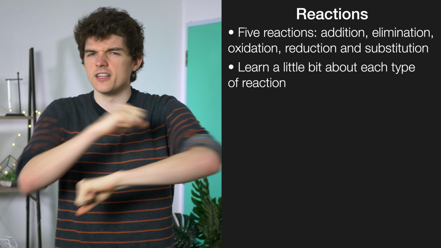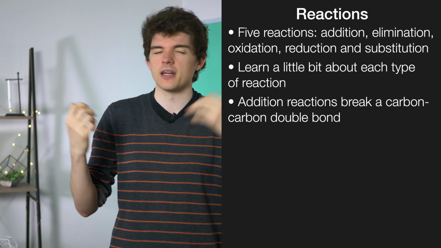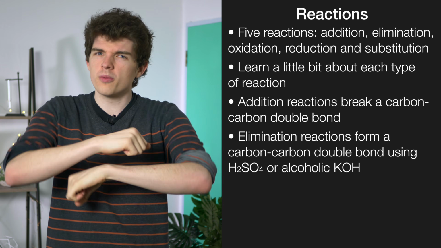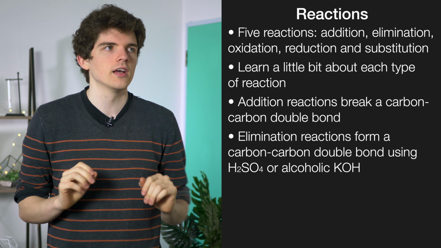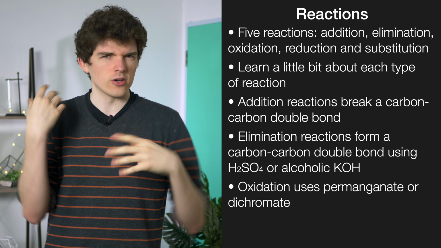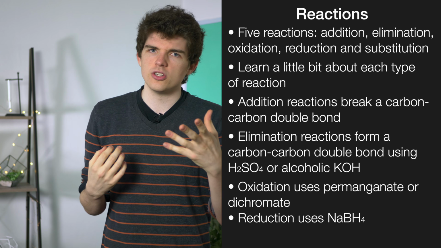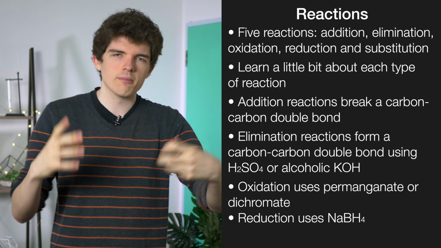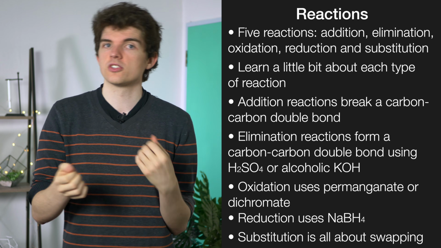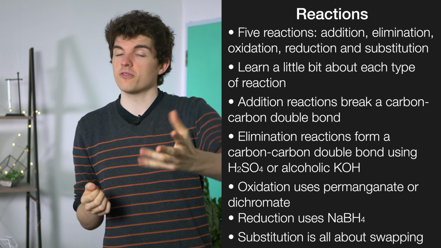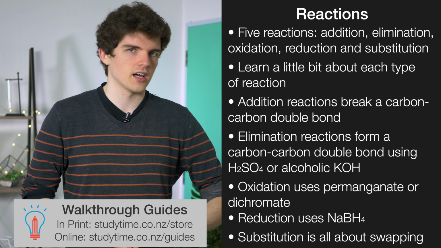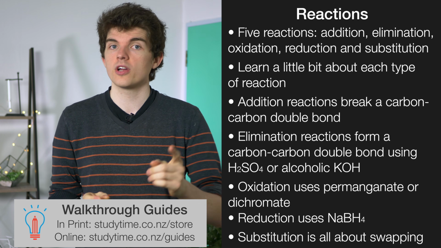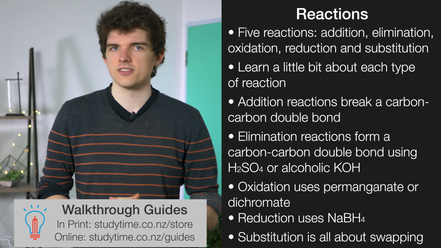So for example, addition reactions, you break a carbon-carbon double bond. Elimination, you form a carbon-carbon double bond using sulfuric acid or KOH alcoholic. Oxidation uses permanganate or dichromate. Reduction uses NaBH4 and reduces the number of bonds to oxygen, and substitution is all about swapping. Obviously this is just a very brief overview of that thought process. Definitely go ahead and check out the StudyTime Level 3 Organic walkthrough guide, because that details this process a lot more in depth.